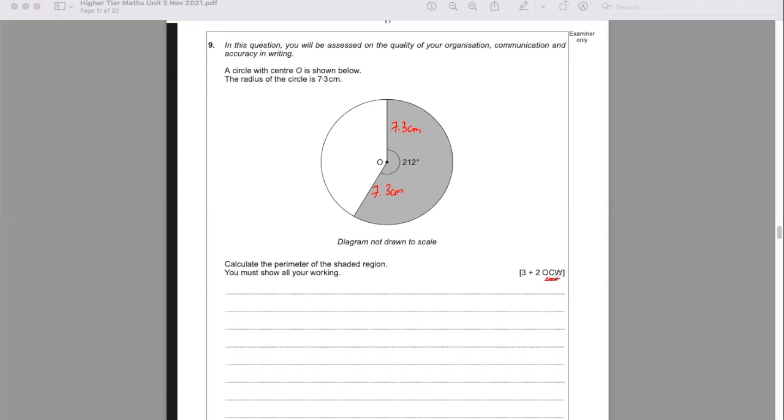Now, in this OCW question you have to explain each of your calculations, and you would have to have appropriate units. If it's a perimeter, we're talking about centimeters, we're talking about length, not the area, not the volume, for example. The perimeter is the distance outside of the shape. So you go all the way, which is the length of an arc, and then you have 2 radius.